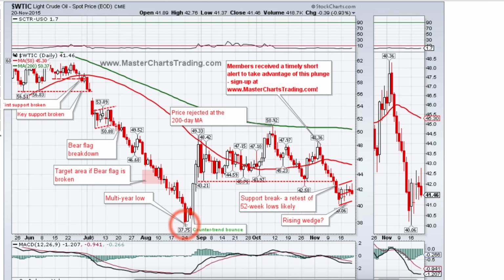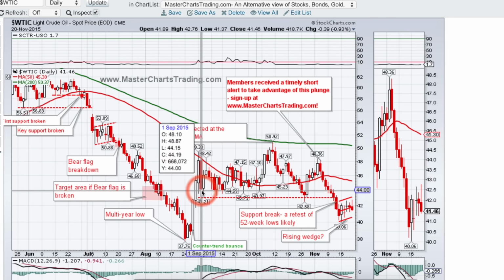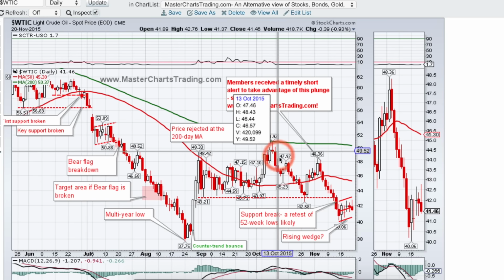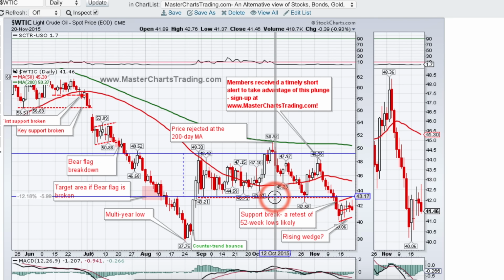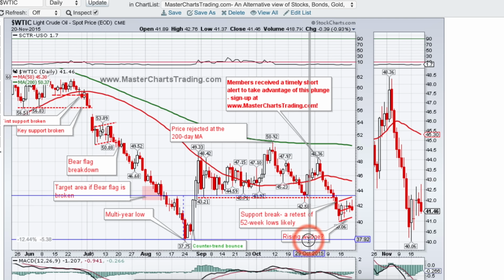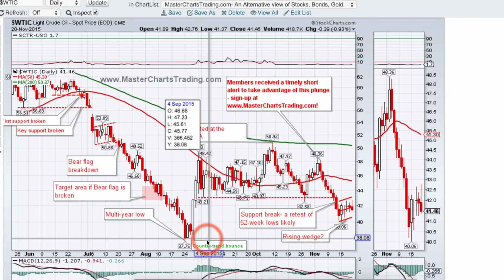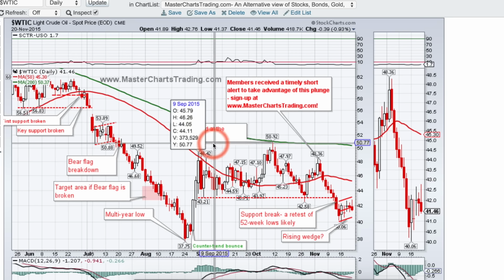So if this support gives, let me just do a quick measured move. If this is maybe a funky looking head and shoulders, we could just measure at the very least this much, so that's 12% from here. So that's 5% here. Then it means that we're going to go down another 10% from the 37 level. So we could easily move into the $33 area or so for oil.